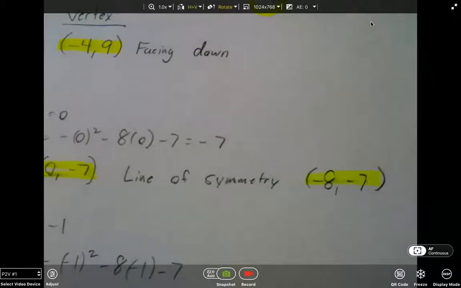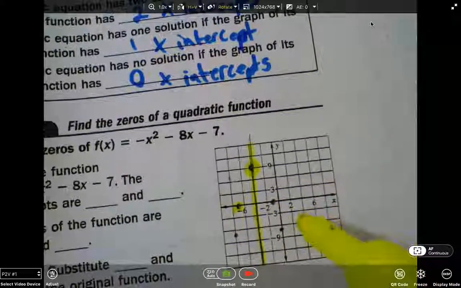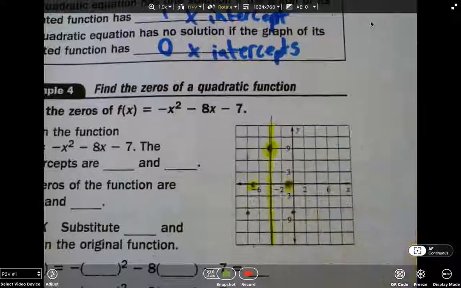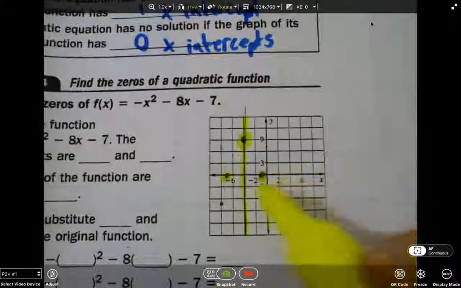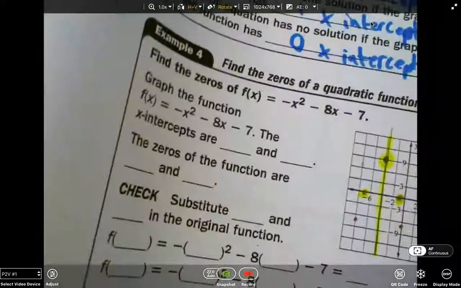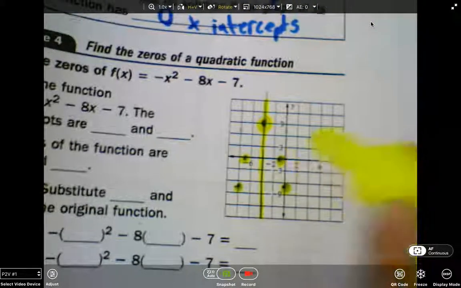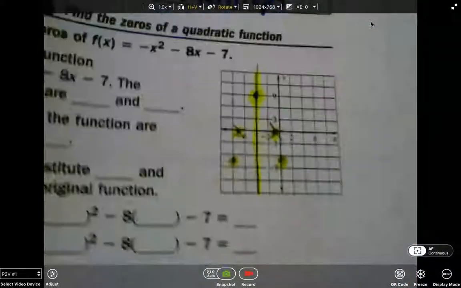So what does that look like on the graph? Here we go. So we have 0, -7 here, and then line of symmetry, that's 1.5 units, 1.5 units there. Excuse me, I take that back. 0, -7 is here. I'm sorry, that point. And then -8, -7 is here. So I haven't got the solutions yet, so just ignore that part. So I still haven't got these points, but I'm going to get them now.